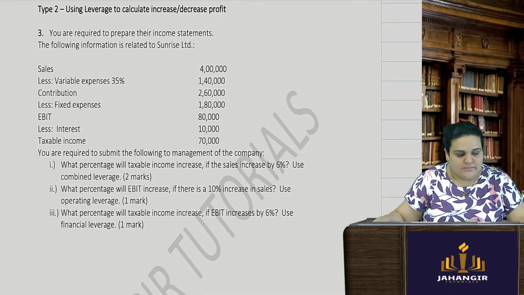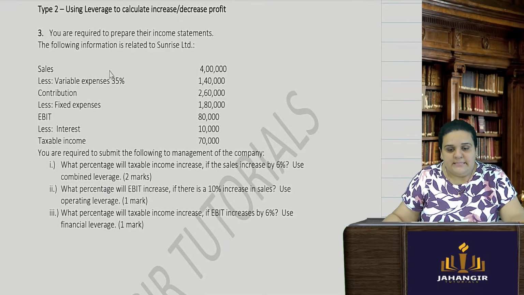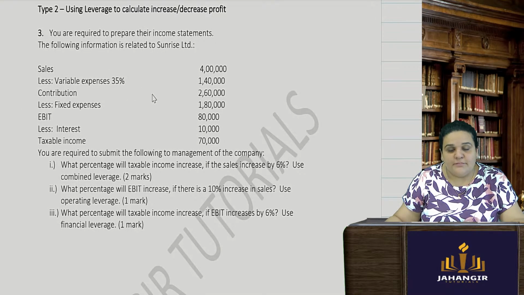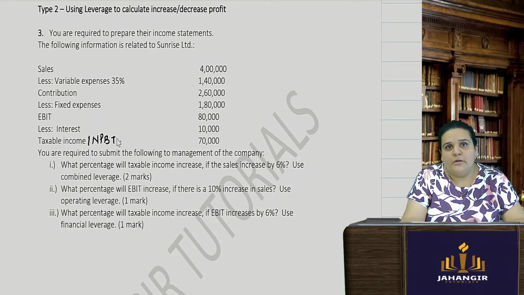So here the income statement is given to us. Sales is 4 lakhs, variable expense is 35%, 1 lakh 40, contribution 2 lakh 60, fixed expense 1 lakh 80, EBIT is 80, interest is 10,000, and taxable income. Taxable income is what? Net profit before tax, basically. So taxable income is nothing but NPBT. These are different words they use.